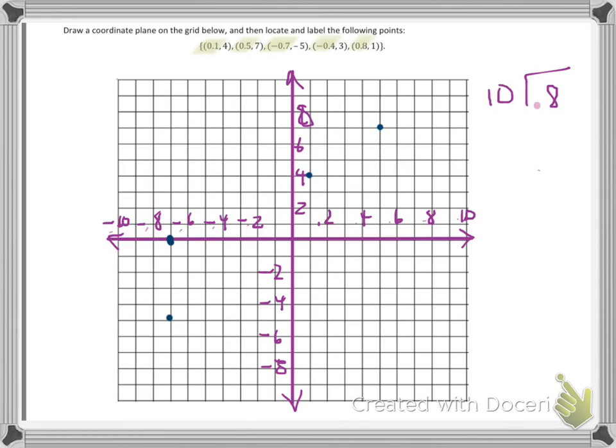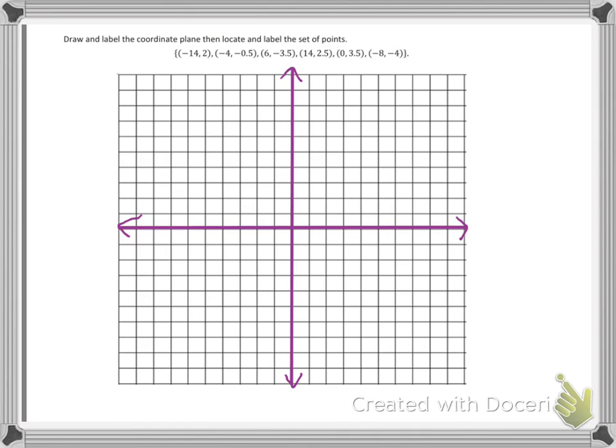Left to -0.4, up to 3. That one's there. Right to 0.8, up to 1. That one's going to be right there. All right, so we've taken that x-axis and we've expanded it so that we are using more space rather than confining everything between 1 and -1. Okay, let's look at the next example.